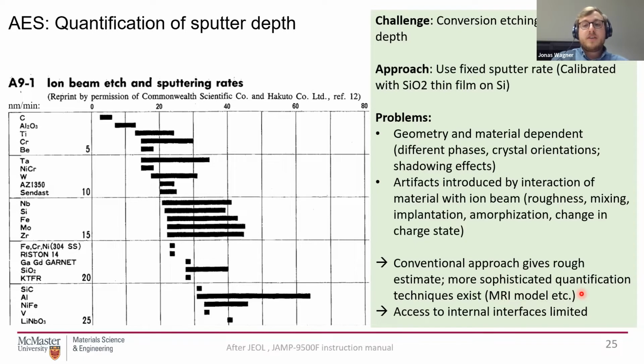Also to be noted that the access to internal interfaces is limited. So far, we are only talking about probing the external surface. That works quite well in a limited range of depth. Tens of nanometers is usually no problem, maybe even hundreds of nanometers, but that's it. What usually doesn't work very well is when you want to look at the segregation below a surface feature. So you have to sputter through that feature. That usually doesn't work very well.